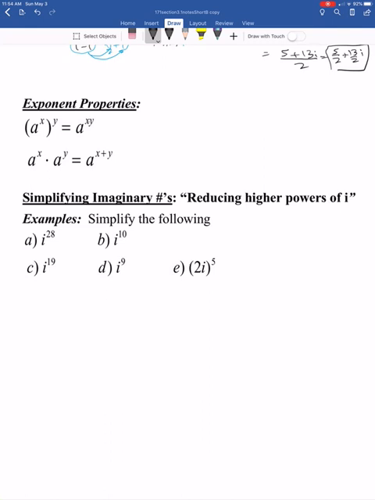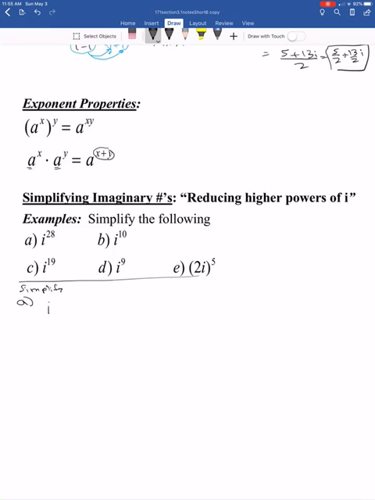Another exponential property: if we multiply exponential terms together that have the same base, we can combine them into one by adding the exponents. So again, we can add them together to combine them. So keep that in mind. We're going to use those in some of these examples. So let's take example A. Let's simplify this imaginary number.